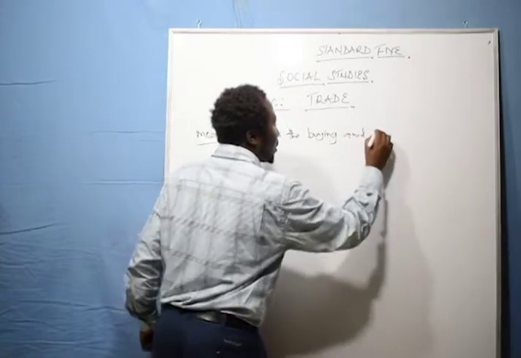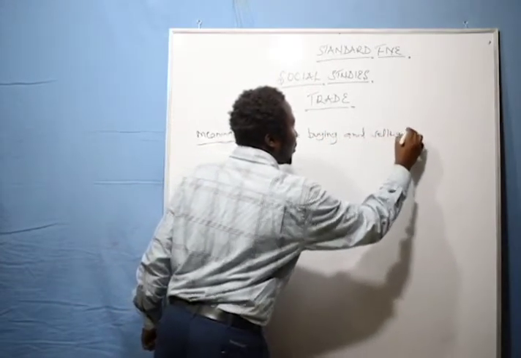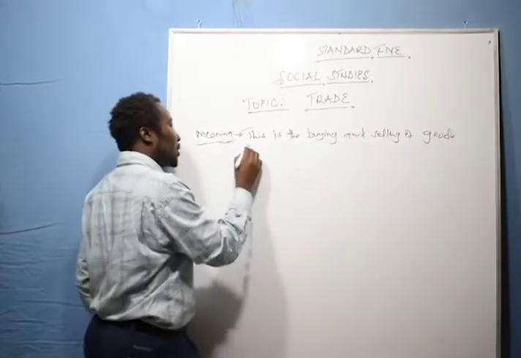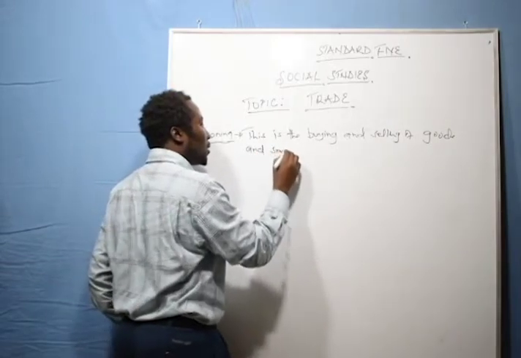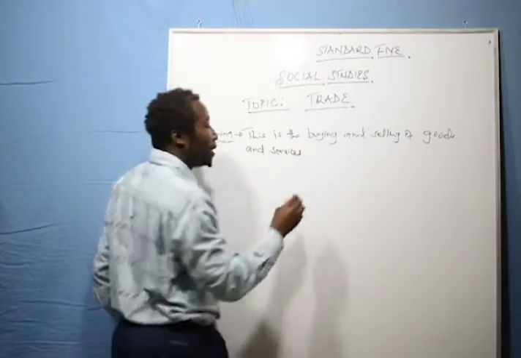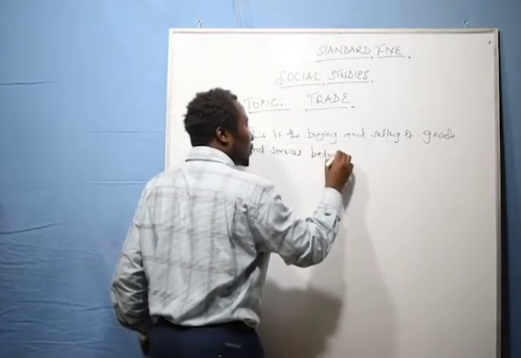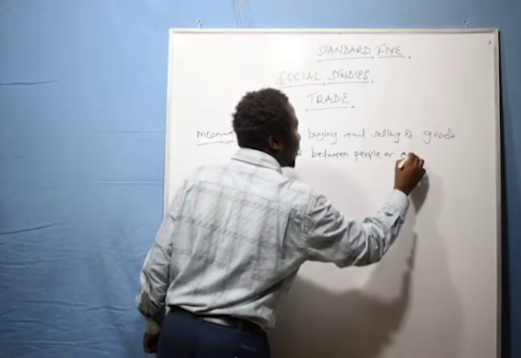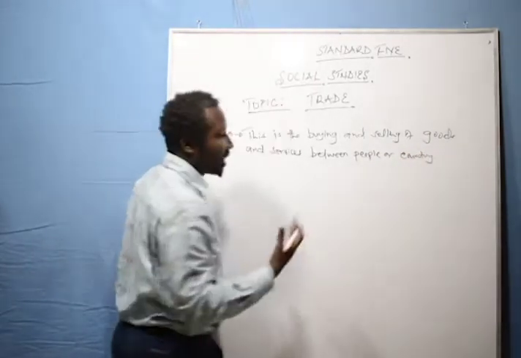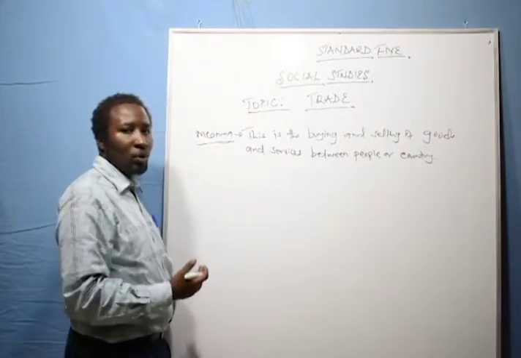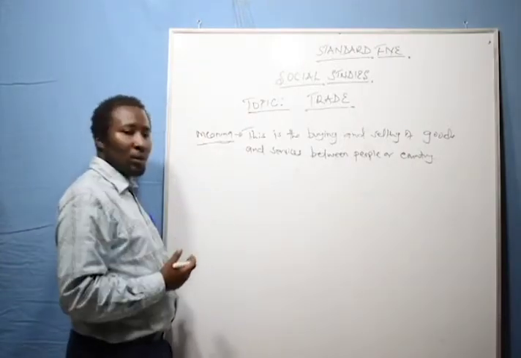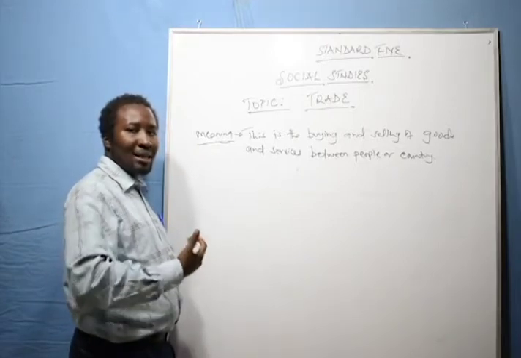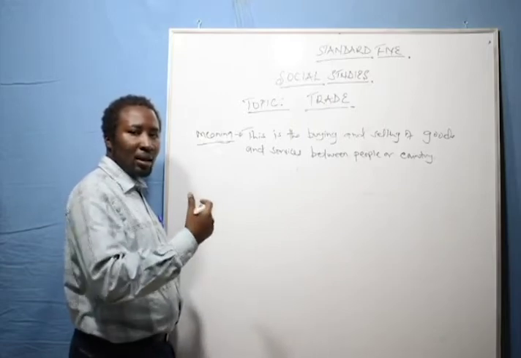and selling of goods and services between people or country. Because you could sell goods between one country and another country. For example, Kenya could sell goods. Trade could be undertaken between countries. For example, Kenya could undertake trade between Kenya and Uganda.